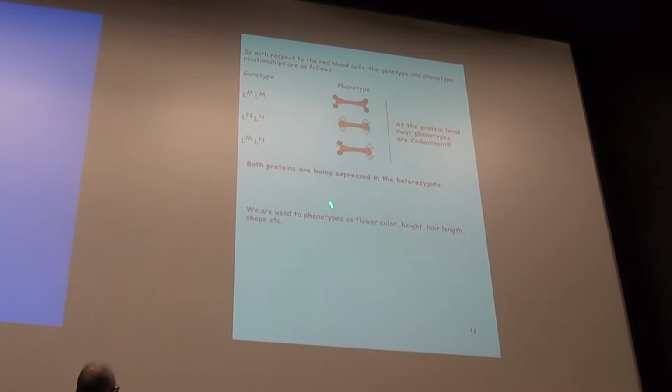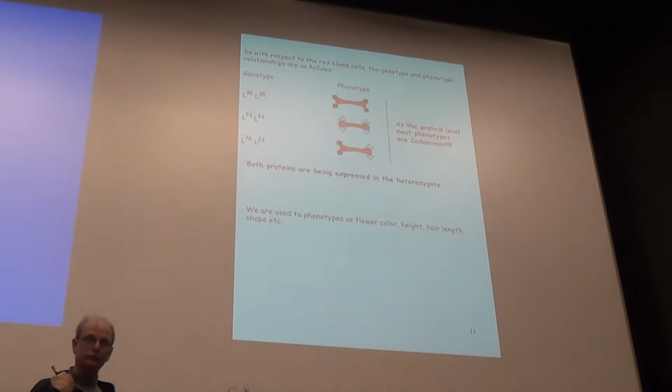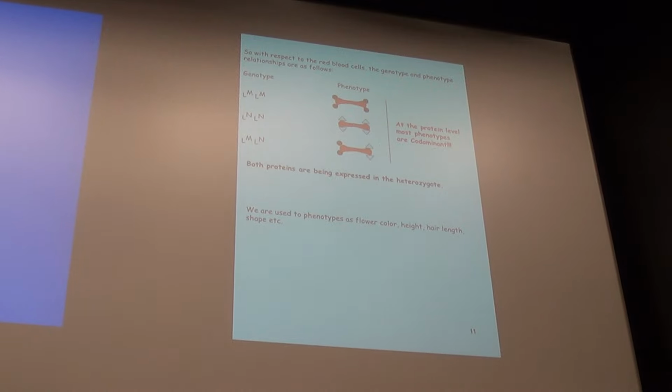Okay, so at the level of phenotypes, previously we were looking at things like flower color, hair length, or whatever. Those are visual morphological phenotypes, things you can observe with the naked eye. But when you go deeper into molecular phenotypes like this, how do you study these? You can't study these with the naked eye. There are tools we use to study molecular phenotypes.